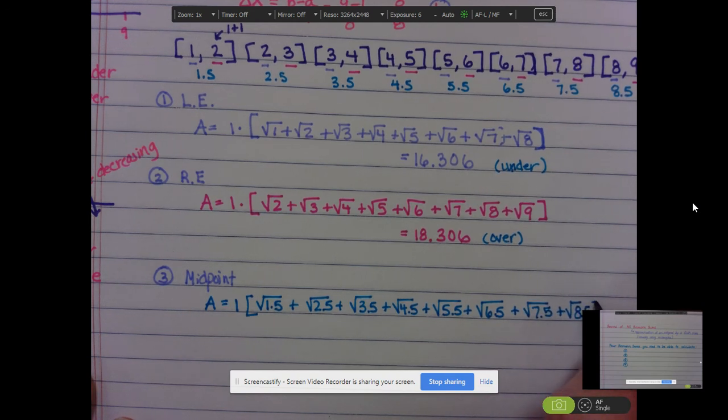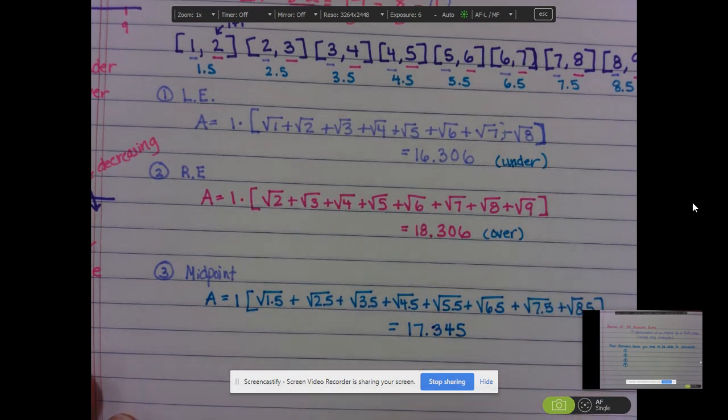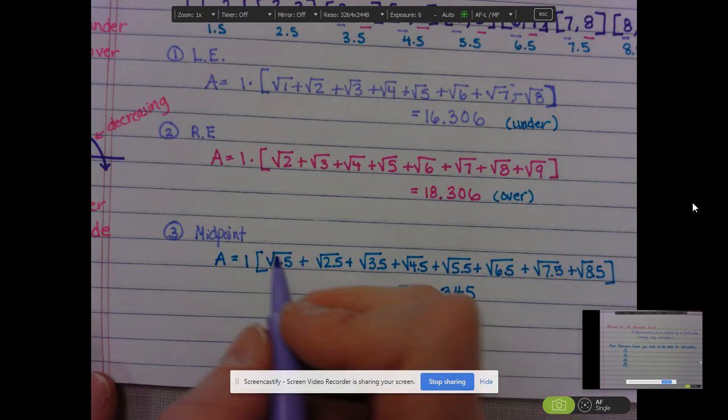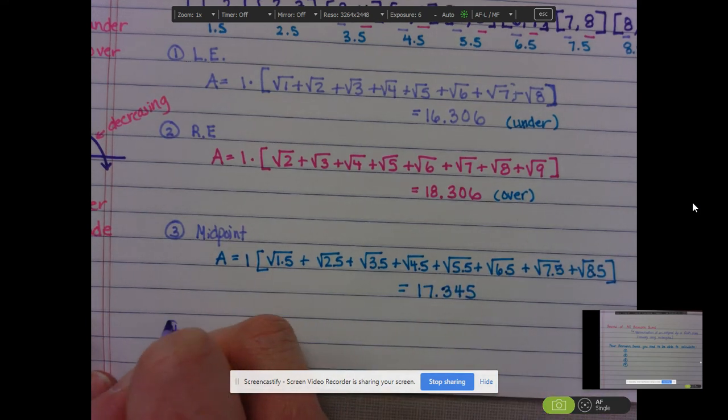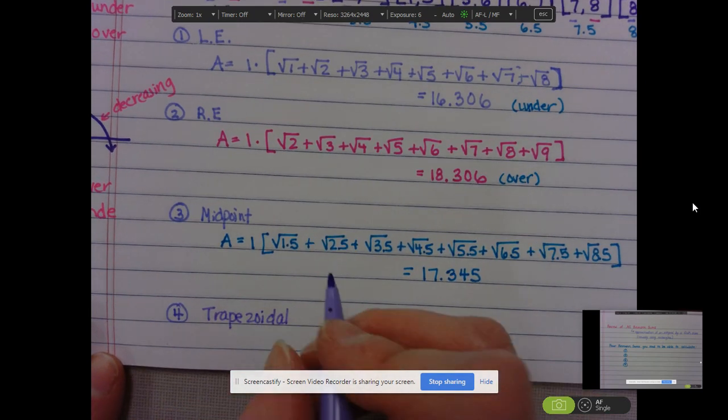You'll see it falls somewhere in between. So still a better one. And then the last one is going to be your trapezoid. Again, often called a trapezoidal sum.